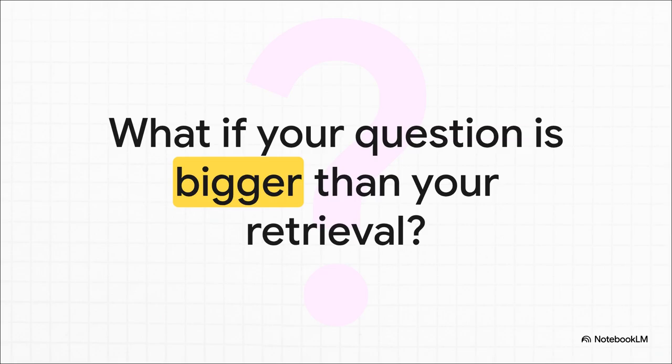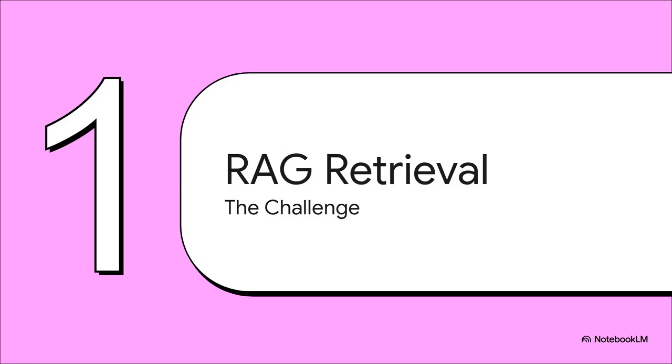So let's kick things off with a problem that I'm sure you've run into with RAG systems. What happens when your user asks a question that's just bigger than your retrieval could handle? The answer is sprinkled across maybe dozens of different documents. A simple search that just grabs a few chunks? Yeah, that's just not going to cut it. It's bound to fail. And right there, that's the fundamental challenge with retrieval, isn't it?